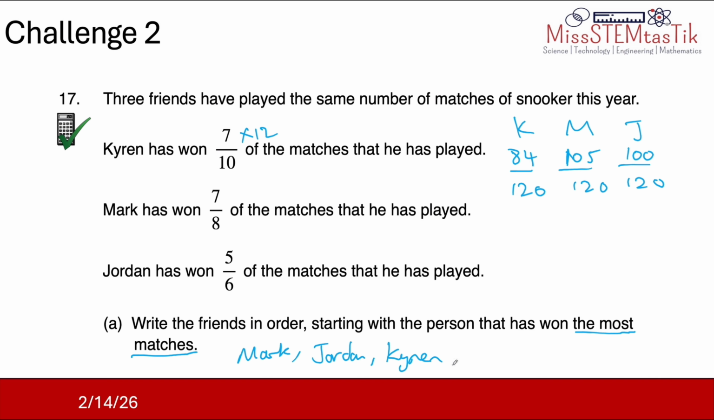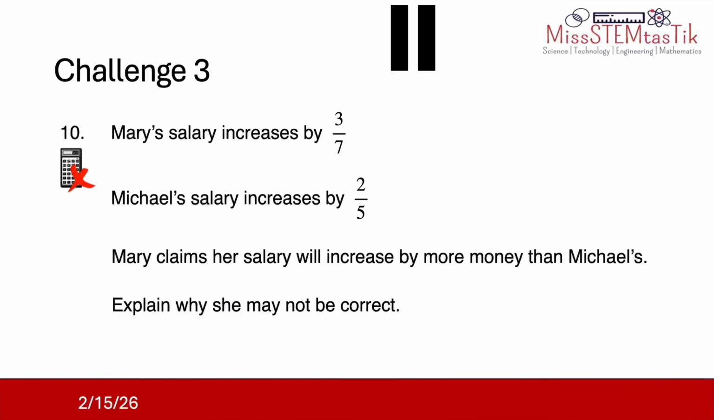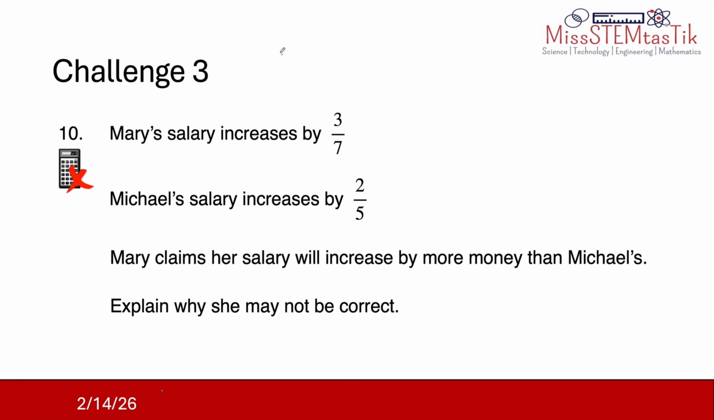Okay, I'd like you to pause the screens now and have a go at challenge 3. Okay, Mary's salary increases by 3/7. Michael's salary increases by 2/5. Mary claims her salary will increase by more money than Michael's. Explain why she may not be correct.